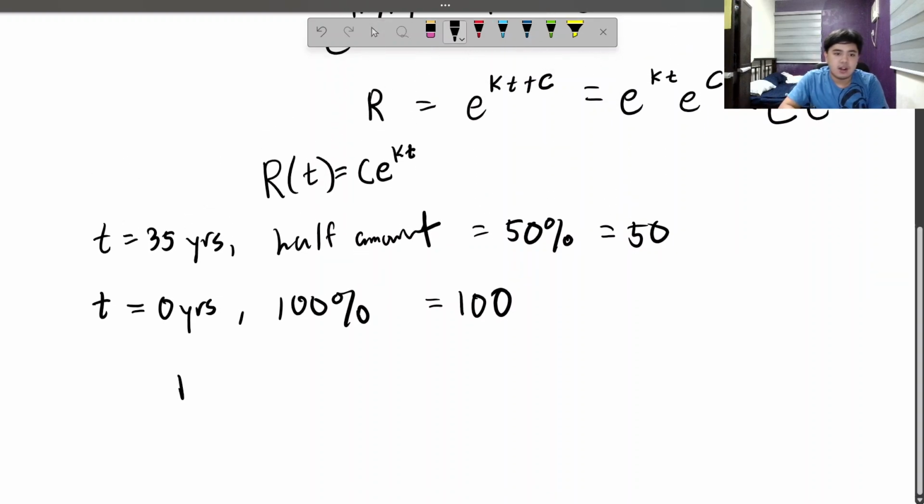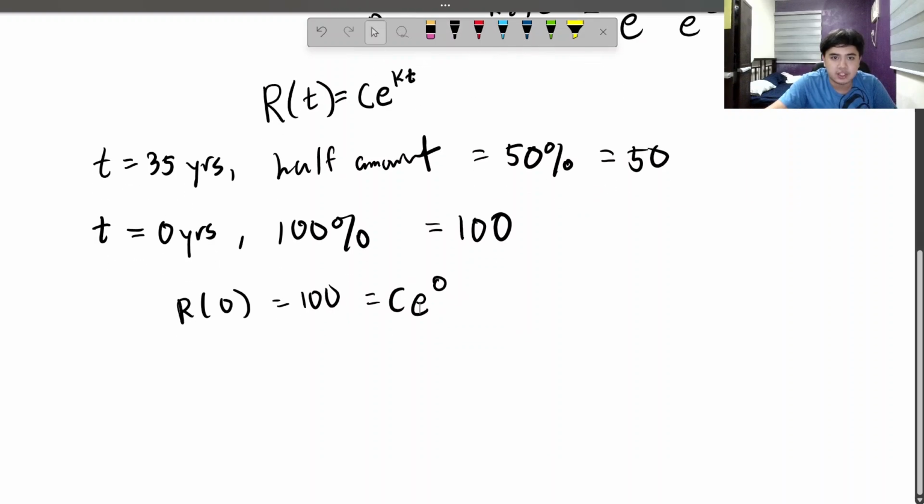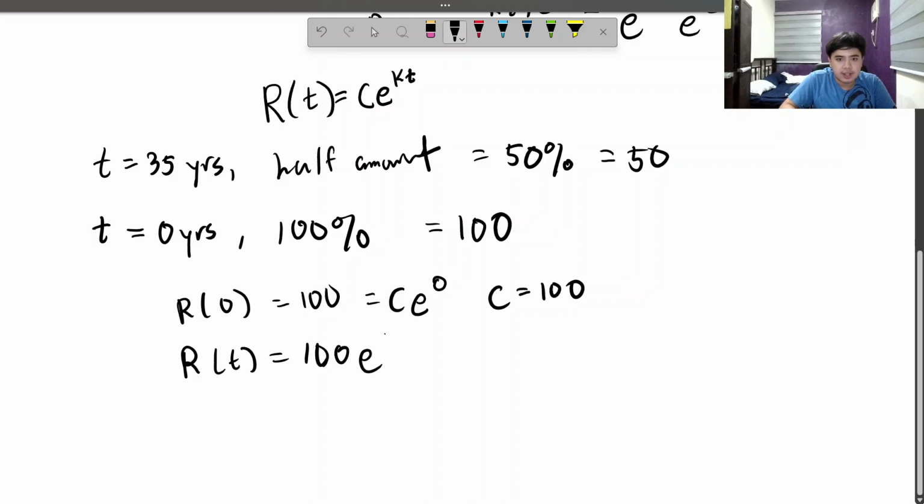So we know R of 0 is 100. Plugging it in here, we get C times e to the k times 0, which is just going to be 0 regardless of what k will be. So e to the 0 is 1, so 1 times C is C, so C is 100. So let's rewrite R of t: 100 e to the kt.